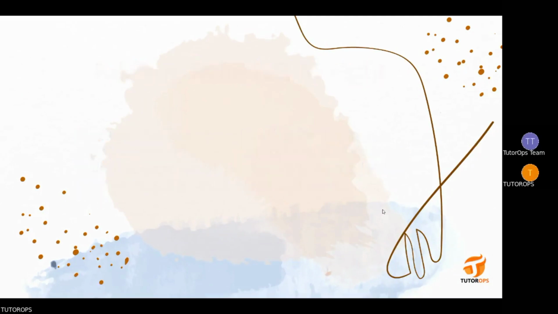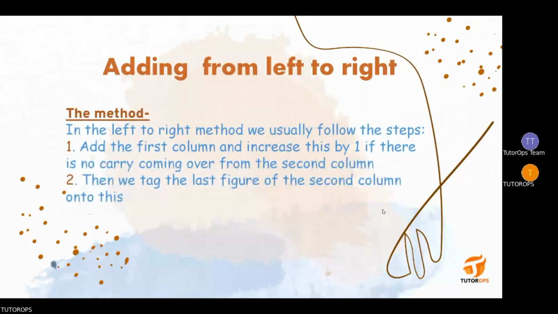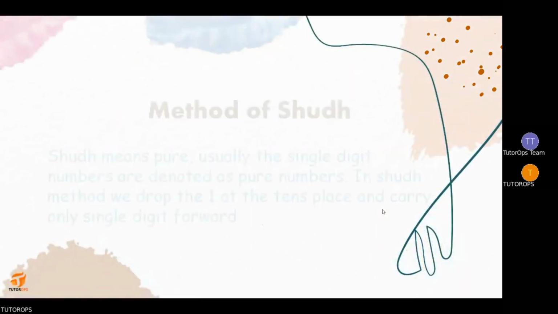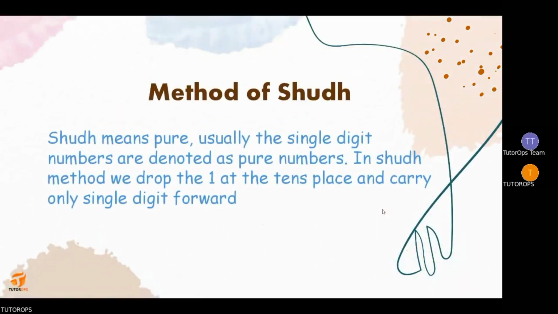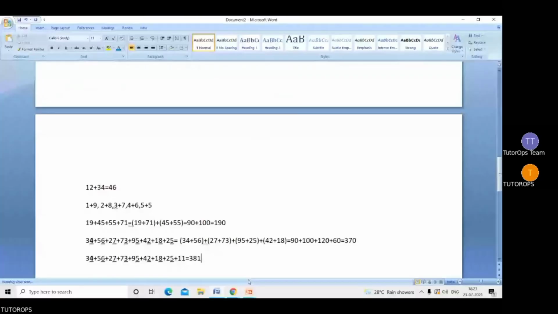You may think, how can we add this? Now, let me explain the method. In the left to right method, we usually follow two steps. First step is adding the first column and increasing this by 1 if there is a carry over from the second column. Then we tag the last figure of the second column onto this. Now, let me explain this thing.